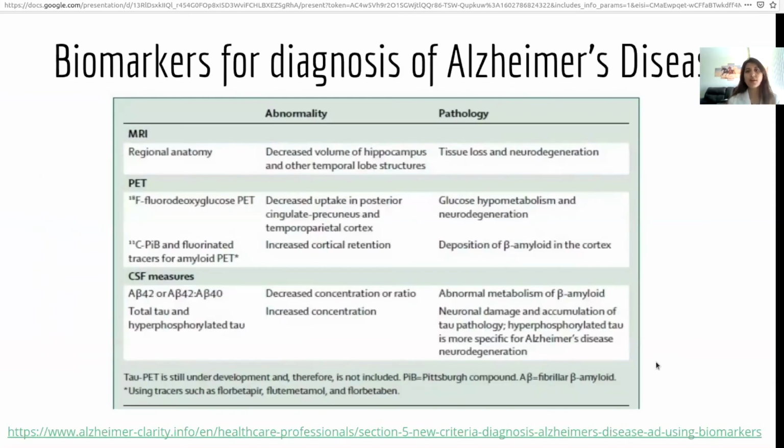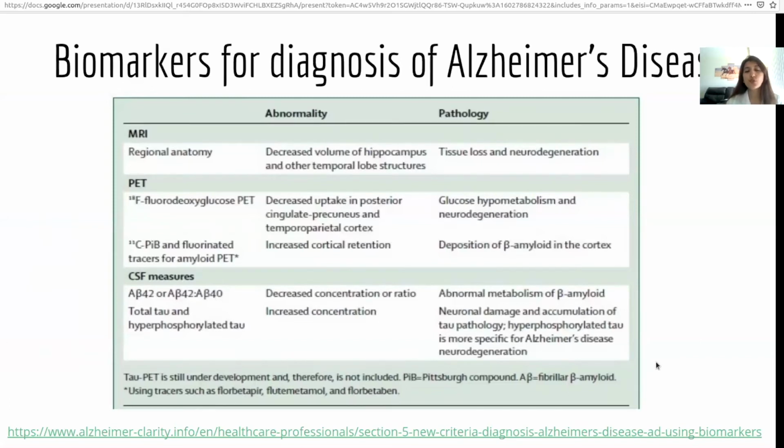So, what are the biomarkers for the diagnosis of Alzheimer's disease? There are various biomarkers, but the most important ones are MRI, PET, and CSF measurements. With MRI, we can see the anatomic differences and changes in the brain of Alzheimer's disease patient. There is loss of tissue, there's atrophy of the brain, and there's neurodegeneration.